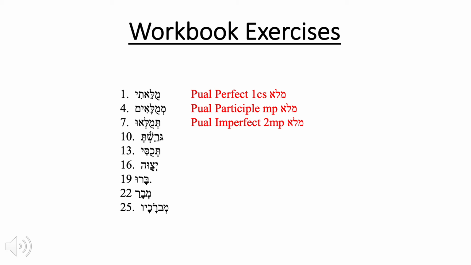Number 7 is a straightforward pu'al imperfect, second masculine plural, tav prefix, shurik suffix. We have the shva underneath the tav prefix, followed by the kibbutz underneath the mem, dagesh in the lamed. Pu'al imperfect 2MP. What about number 10?